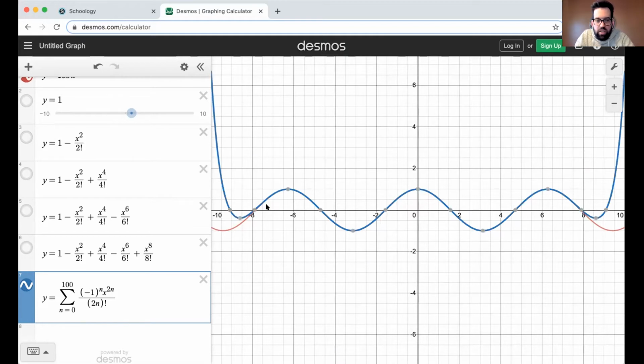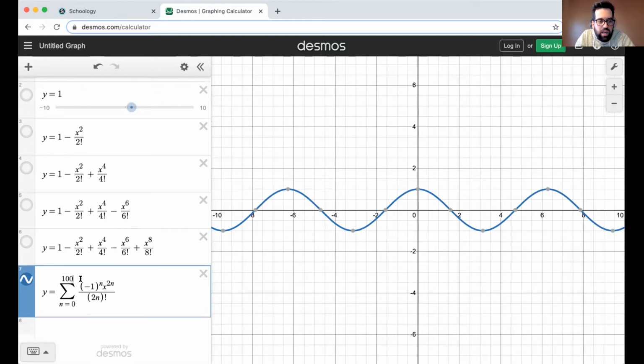So I've changed it to 100, and it's getting really good at looking like cosine. In fact, I think it's just now updated. You can see for everything we can see from -10 to 10 along the x-axis, it looks exactly like cosine.